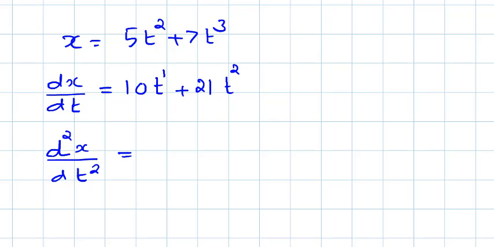The power here is 1. So when the power is 1, you should know that it is 10 into t raised to 1 minus 1. 1 minus 1 is 0, t raised to 0 is 1. So whenever you get 10t, the answer will become 10. Plus here 21 into 2, that is 42. Reduce the power.